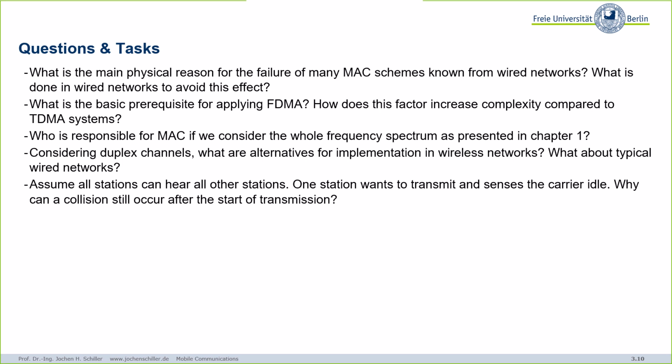And we do not want to send and receive at the same time, because our sender is way too strong and our low noise amplifier would not be able to receive anything. So that's a rather technical problem we have.